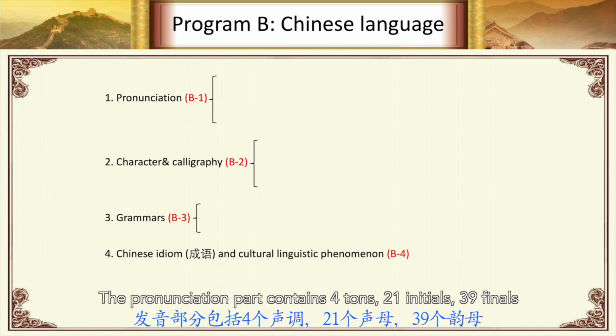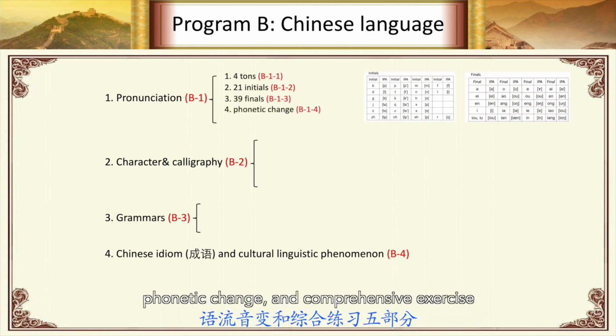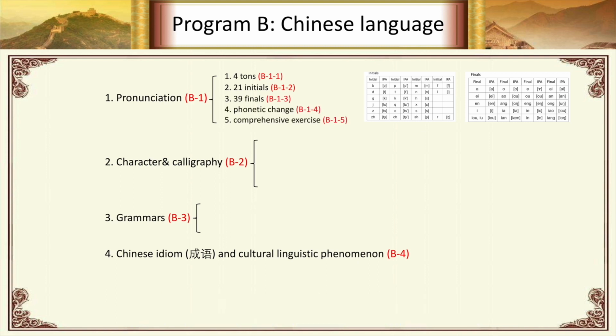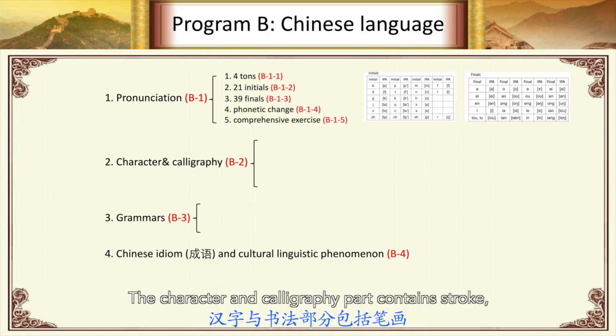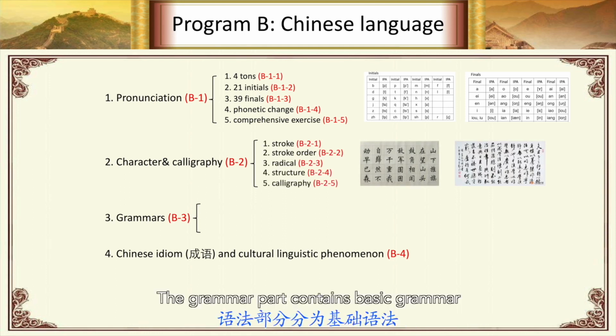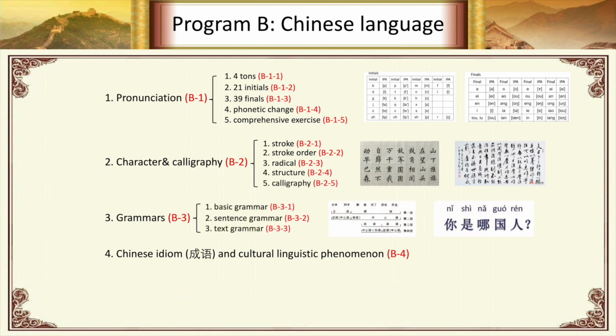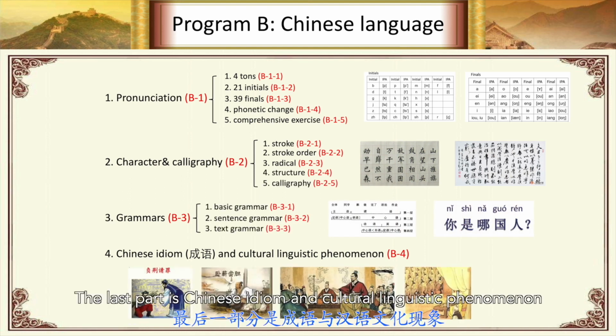The pronunciation part contains 4 tones, 21 initials, 39 finals, phonetic change, and comprehensive exercise. The character and calligraphy part contains stroke, stroke order, radical, structure, and calligraphy. The grammar part contains basic grammar, sentence grammar, and text grammar. The last part is Chinese idiom and cultural linguistic phenomenon.